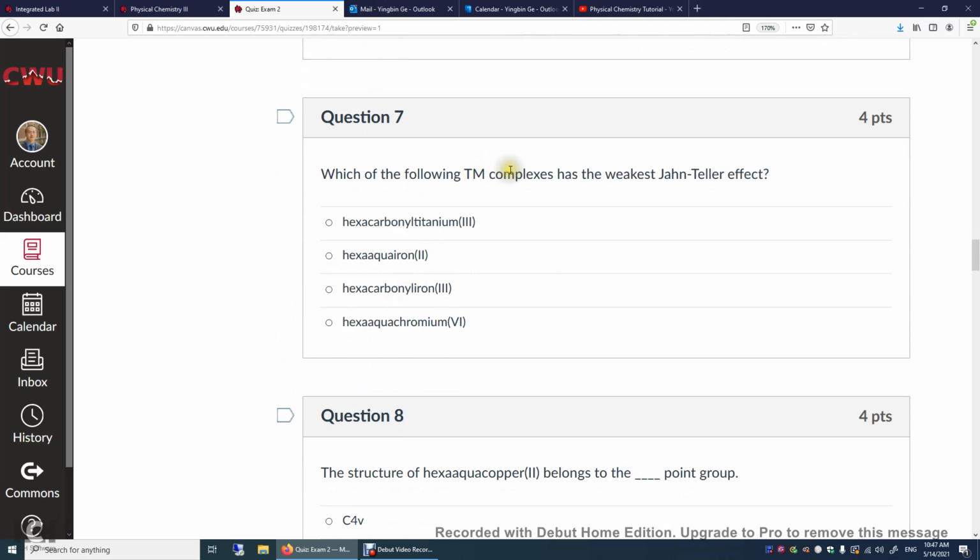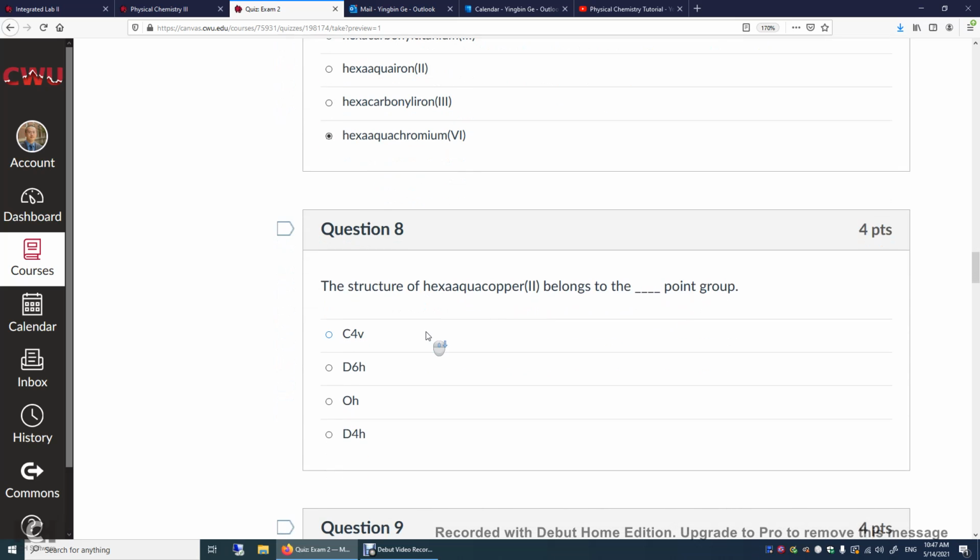Which of the following transition metal complexes has the weakest Jahn-Teller effect? All right, actually, this is pretty easy. If you know chromium 6 has 0 d electrons. When you have 0 d electrons or 10 d electrons, you have no Jahn-Teller effect at all. So that's the weakest. There's another situation. What if you have a high spin d5? Zero Jahn-Teller effect as well.